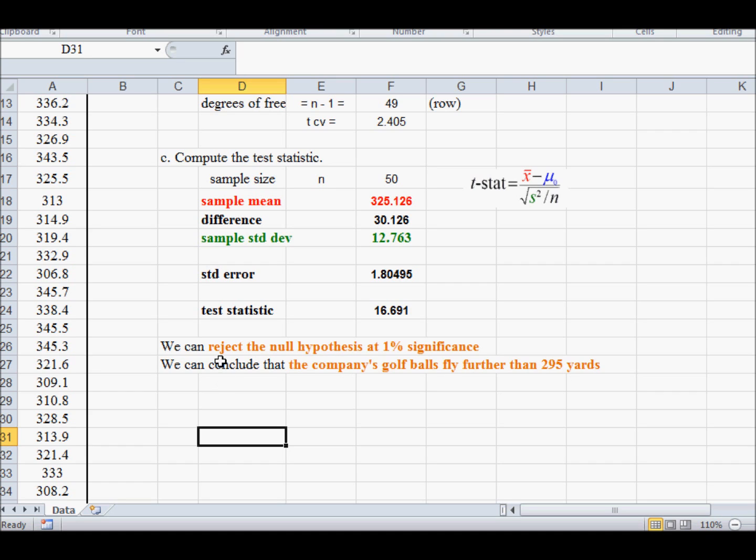So in the context of this problem, rejecting the null hypothesis at 1% significance is equivalent to saying the company's golf balls fly further than 295 yards. And that's it for case 4.